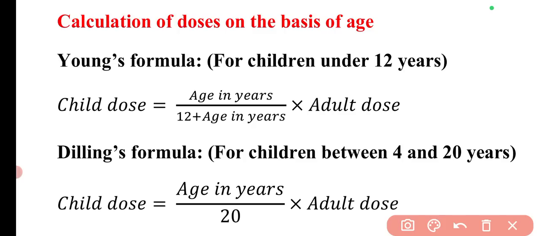These are the most important questions, the basic questions from each topic. Now we can move to the calculation of doses, what different formulas are there and where they are applicable. The first one is Young's formula. It is for children under 12 years of age. The formula is quite simple: the child dose is age in years divided by 12 plus age in years, multiplied by the adult dose. That is how we can find this.